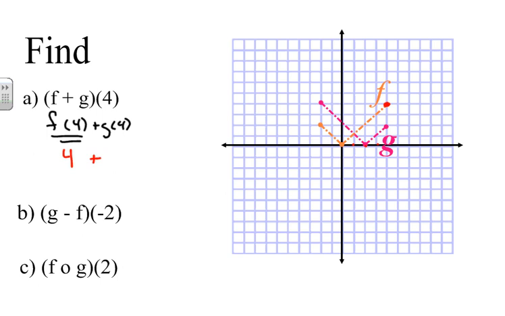Right, and that's g of 4. Well, g of 4 right there appears to be 2. So f of 4 plus g of 4 happens to be 6. So if I were to write this combination, I would have at 4, my output would be 6, and I can plot that point for this new function.